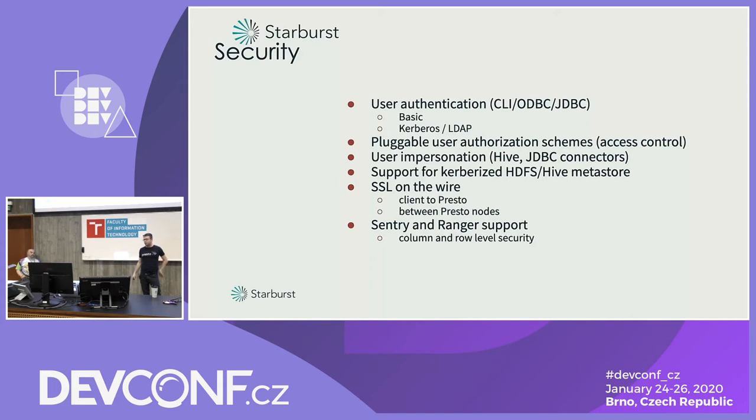Another important thing, and this is actually exclusive to Starburst, is that we have Sentry and Ranger support. What Ranger gives you is that you can do column masking or row filtering. This really becomes important since we are moving to more restrictive laws about how you store the data and who can access the data. Also, when logging into Presto, you can use various patterns like Kerberos or LDAP or basic authentication, which is password-based. We are constantly adding new things there.